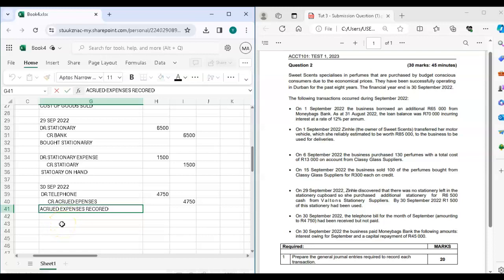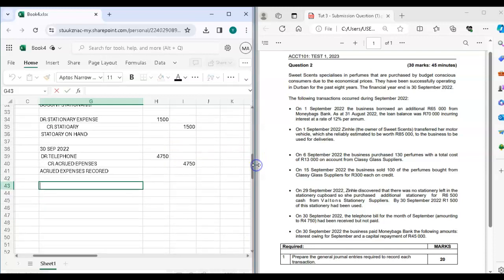Now 30th September, okay, so again 30th September, so you don't need to rewrite the date. So in this one here, there's two transactions, right? On 30th September, the business paid the following to the bank: interest owing and capital repayment. So interest and capital. Let's record the capital first. If you pay, you know it's going to be credit bank, right? Automatically. So it'll be debit loan. Because what is called capital repayment? It basically means you paid part of the loan.